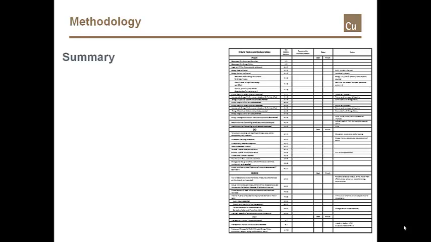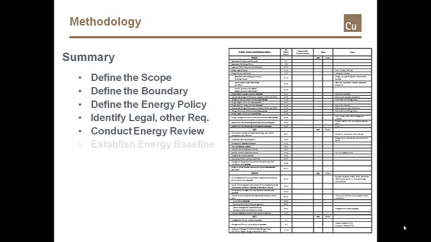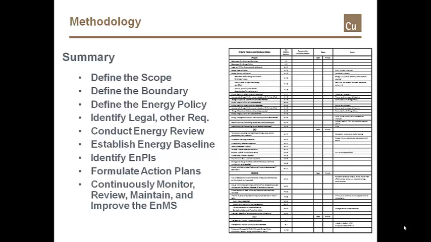In summary, the tasks necessary for implementing ISO 50001 include: define and document the scope and the boundary of the energy management system, define the energy policy, identify all legal and other requirements, conduct the initial energy review and identify significant energy uses, establish the energy baseline, identify energy performance indicators, formulate action plans, continuously monitor, review, maintain, and improve the energy management system. While the energy manager has the overall responsibility for implementing the energy management system, a large enterprise requires a team of individuals to effectively implement and operate this system. This team is treated in the next module.